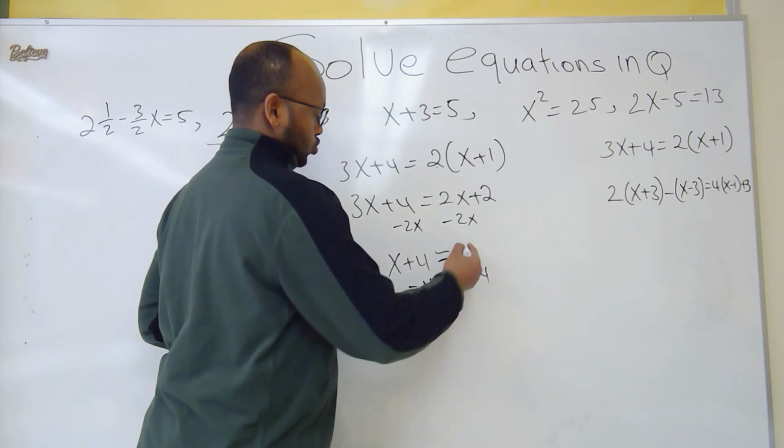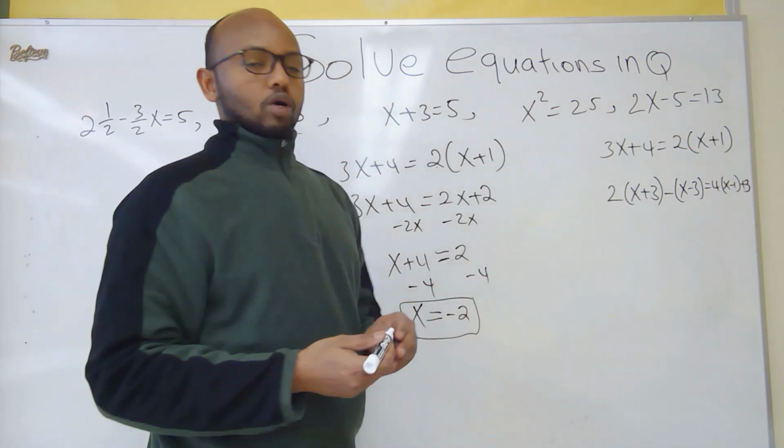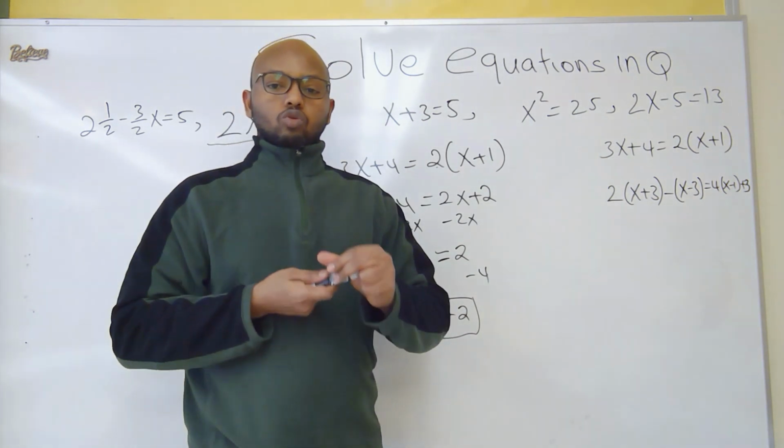So x is equal to 2 minus 4, which is minus 2, because you learned how to add and subtract integers, so you know the minus and the plus.